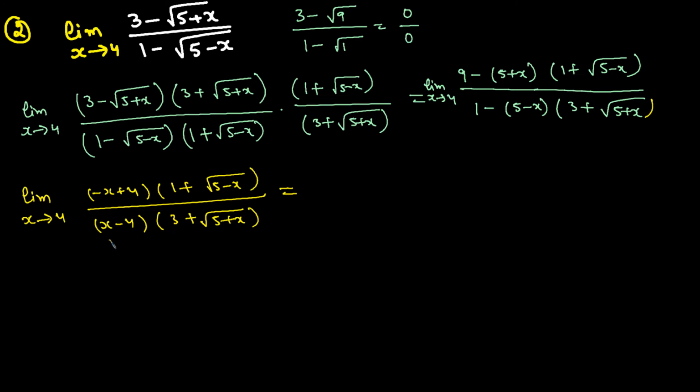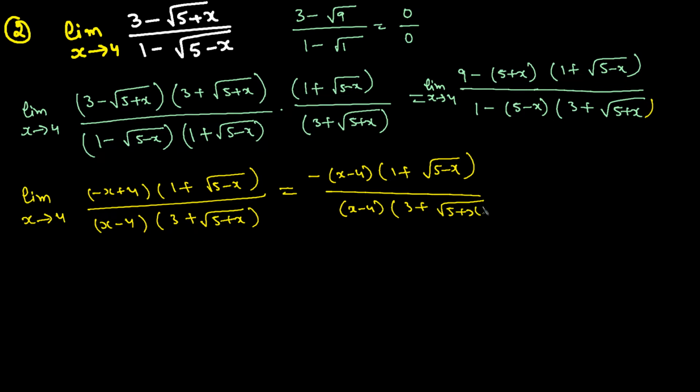Okay, so let's simplify it. If I take out the negative here, I'm left with (x minus 4)(1 plus root of 5 minus x) over (x minus 4)(3 plus root of 5 plus x). So these two can cancel out. So we're left with, sorry, I forgot again, the limit as x approaches 4 of negative (1 plus root of 5 minus x) divided by (3 plus root of 5 plus x).